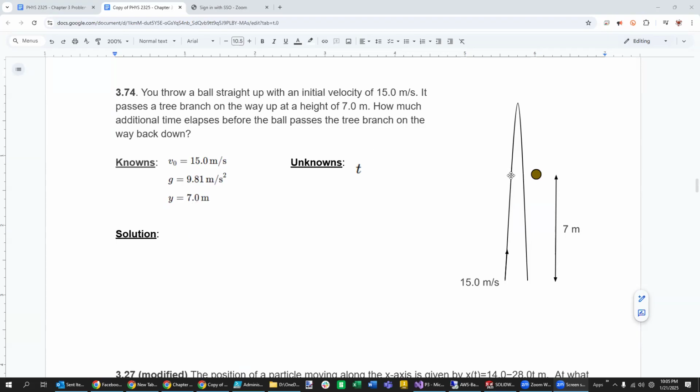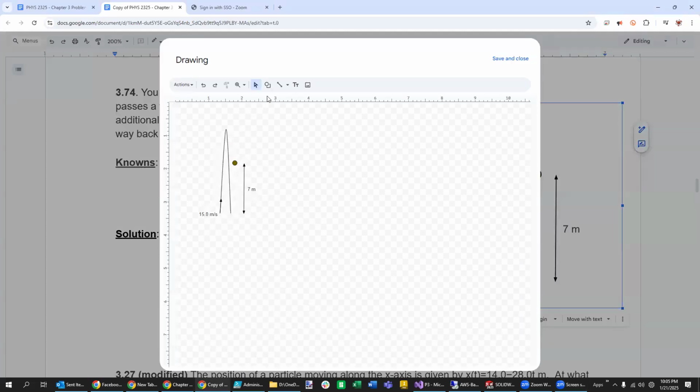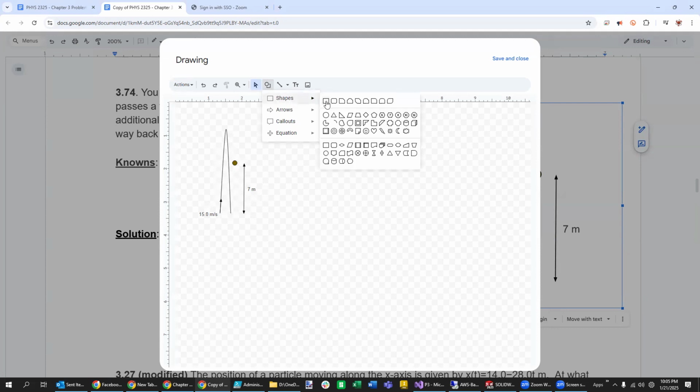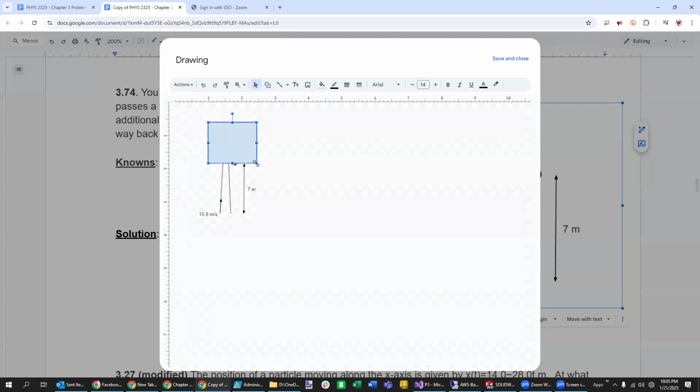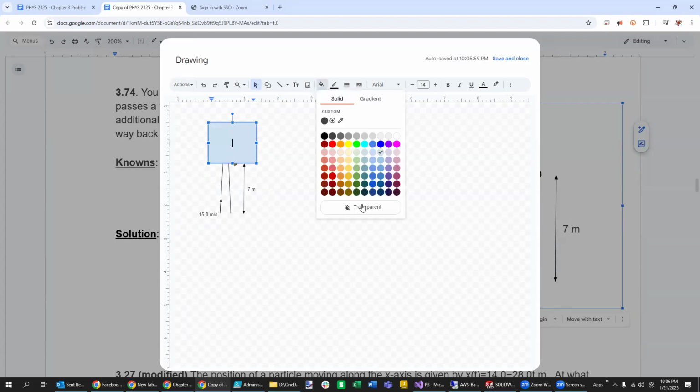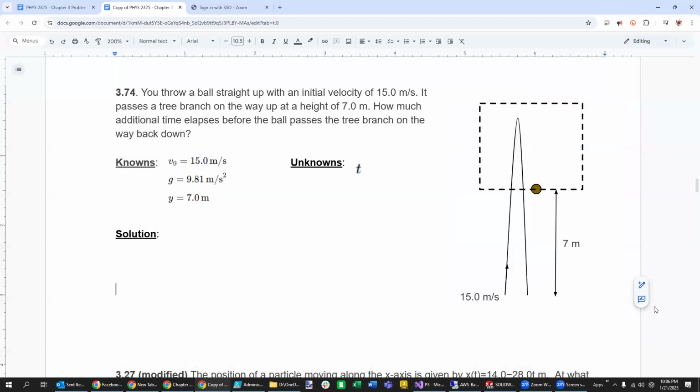We don't really know what the velocity is at that point. Really, I think what we're doing is figuring out how long it takes to go from... let me put another shape in here, like this right here. Give that a transparent background and put some dotted lines around it to show that this is the region where the problem is taking place.